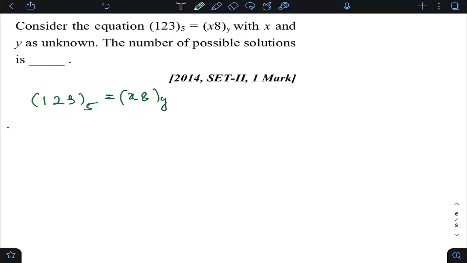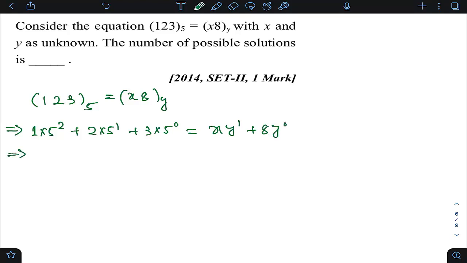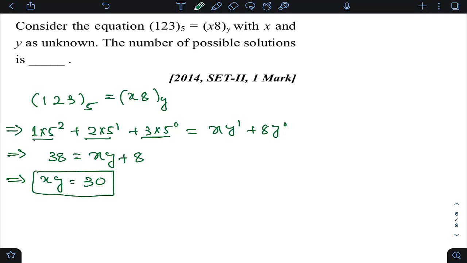If I do that, the equation is 1 into 5 square plus 2 into 5 power 1 plus 3 into 5 power 0 equals x into y power 1 plus 8 into y power 0. So this is 25, this is 10, 35, 35 plus 3, 38. So 38 equals xy plus 8. This implies xy equals 30. So you need the product of x and y as 30.